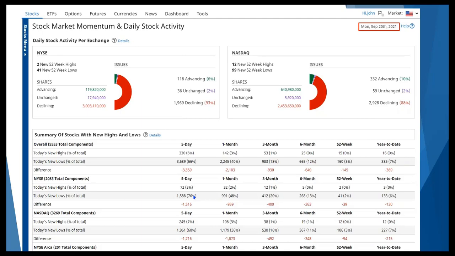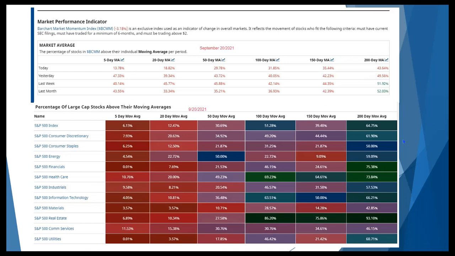All right. Here's our performance indicator. Again, if we look at that five-day moving average for today, 13.78% are above the five-day moving average. That means 86% are actually below the five-day moving average, right?